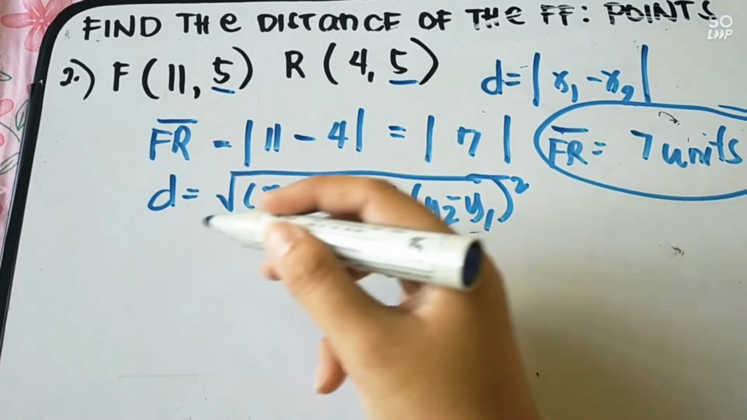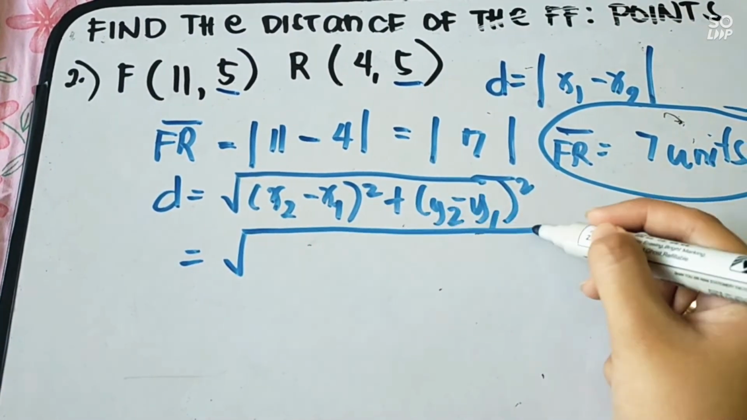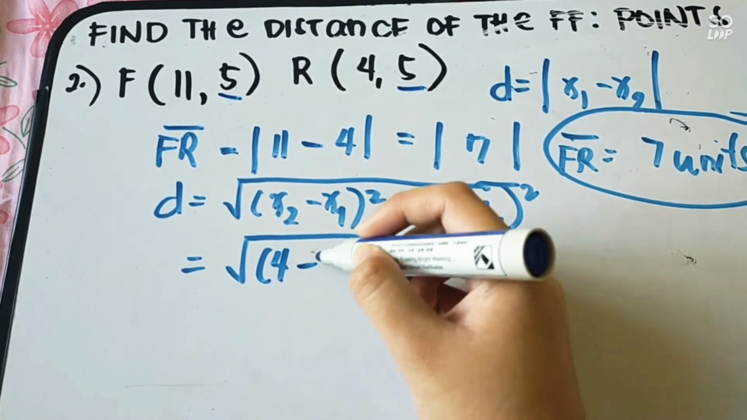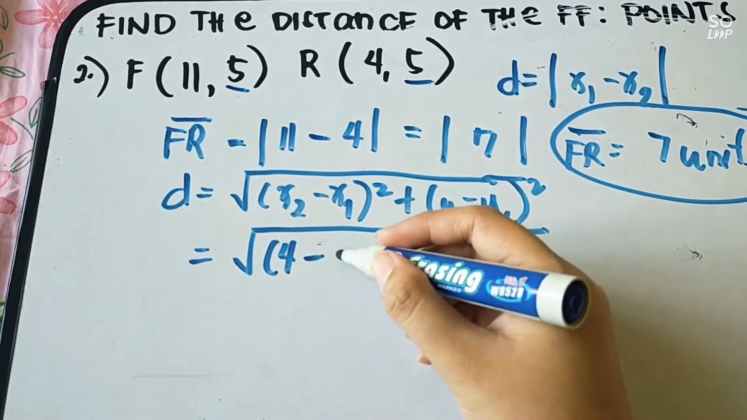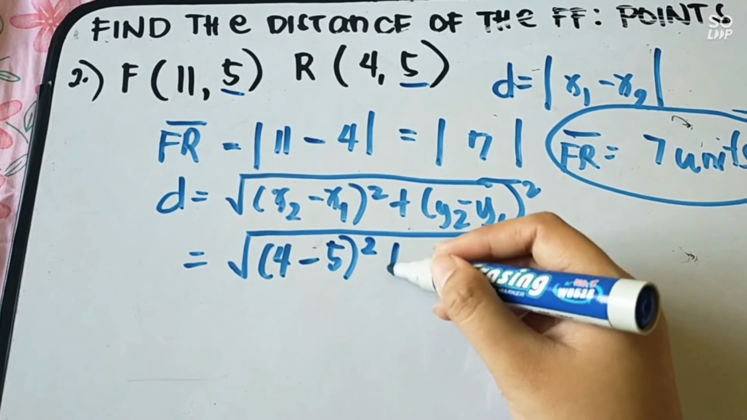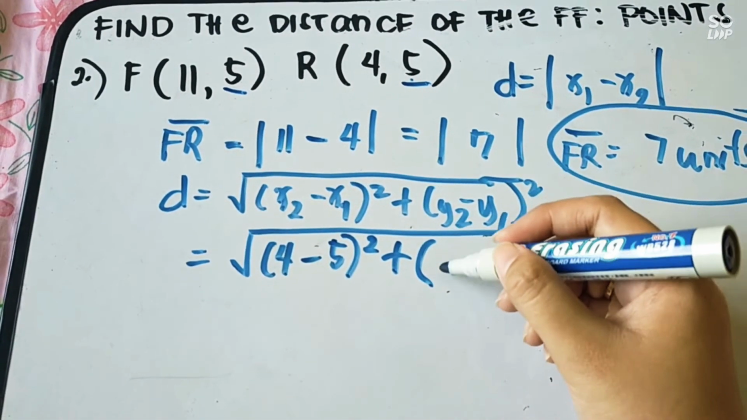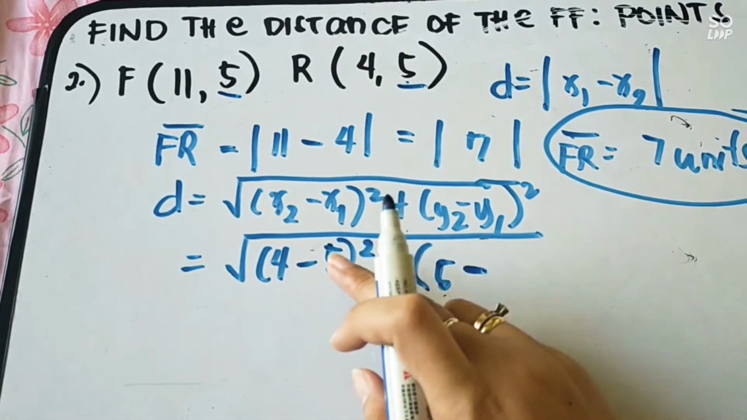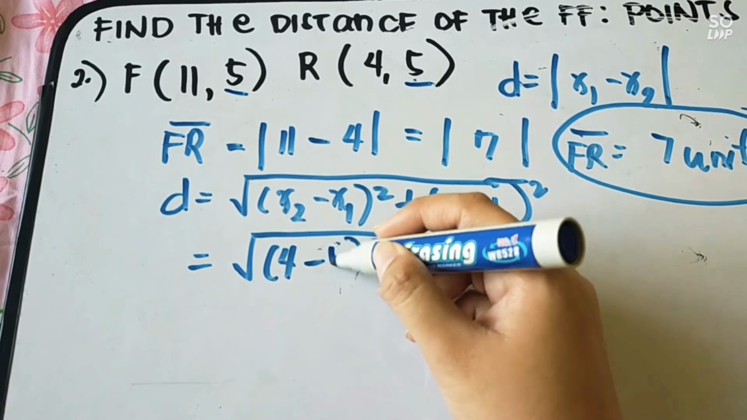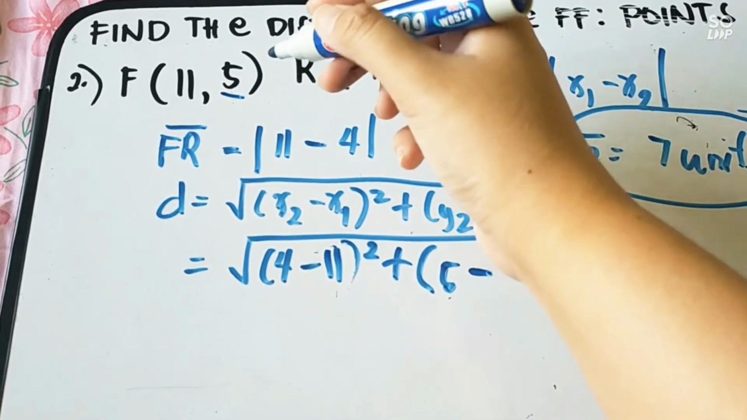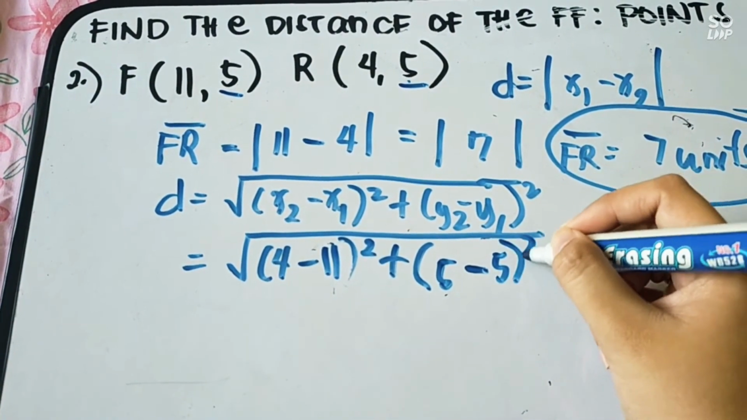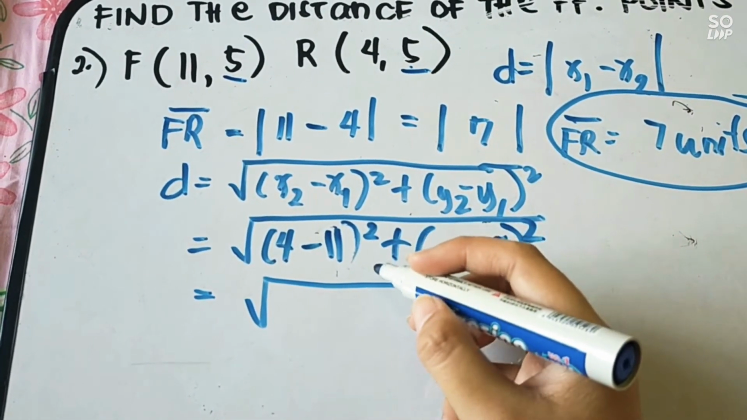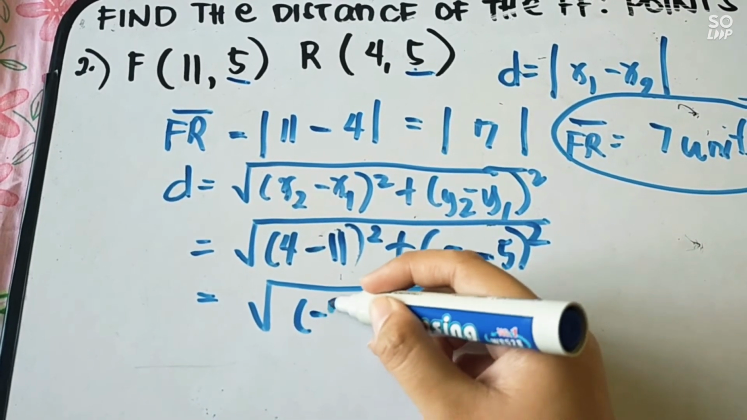Squared. Ayan. Let us substitute. X sub 2, we have this one, 4, minus x sub 1, we have 5, then squared. Plus y sub 2, we have here 5, then minus, y sub 1, we have 11. So we have here 5, and then we have here 5. Then squared. So equals to the square root of 4 minus 11. The answer here is negative 7.